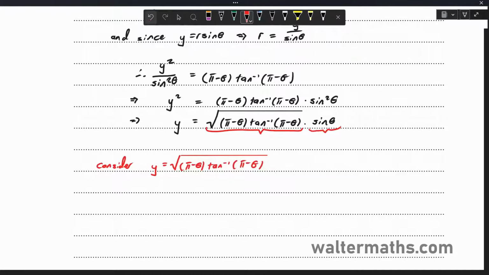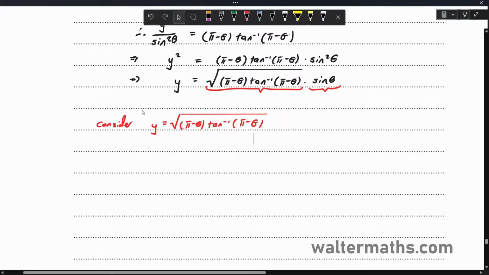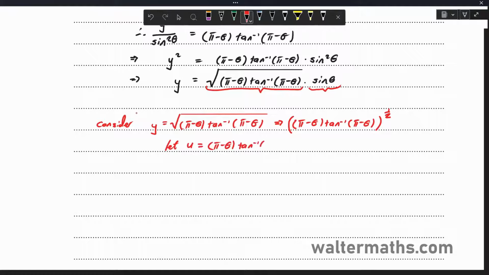So we want to see how we can differentiate this to start with. This can also be written as (pi minus theta) arctan(pi minus theta), all to the power of a half. Here we're going to use the chain rule. So let u be equal to (pi minus theta) arctan(pi minus theta), which would therefore mean that y is equal to u to the power of a half.